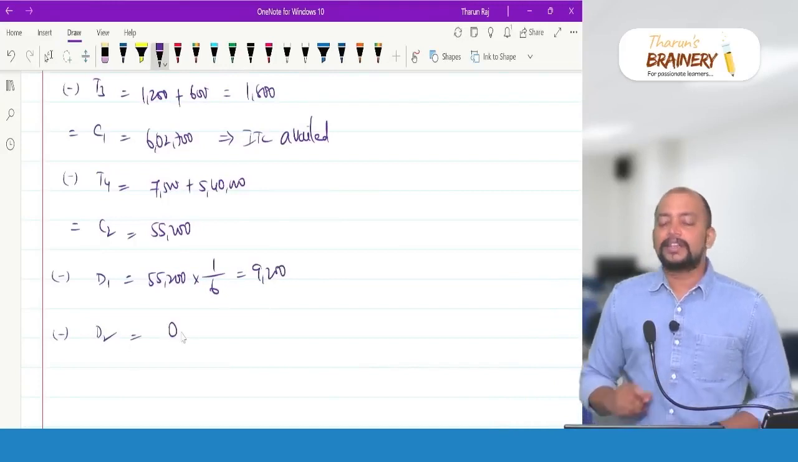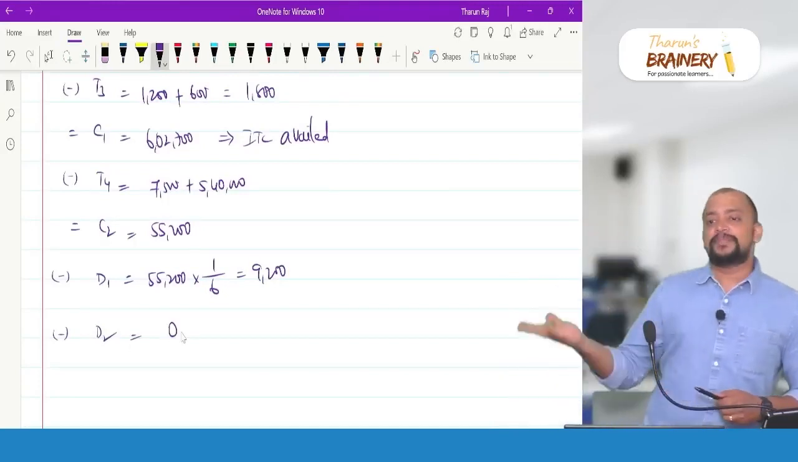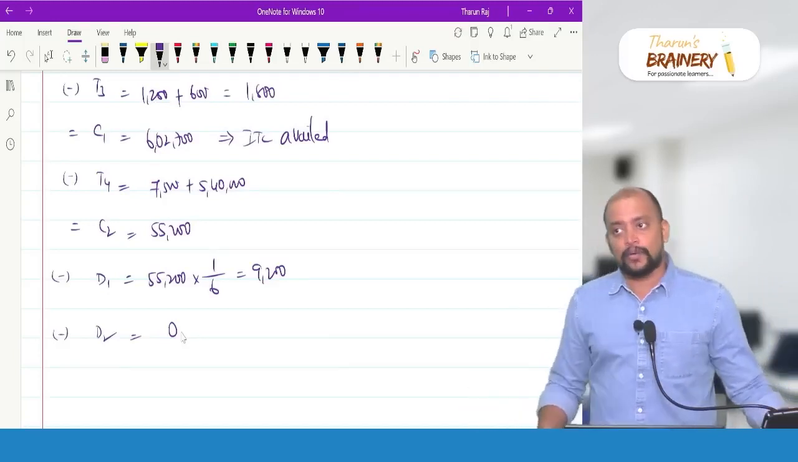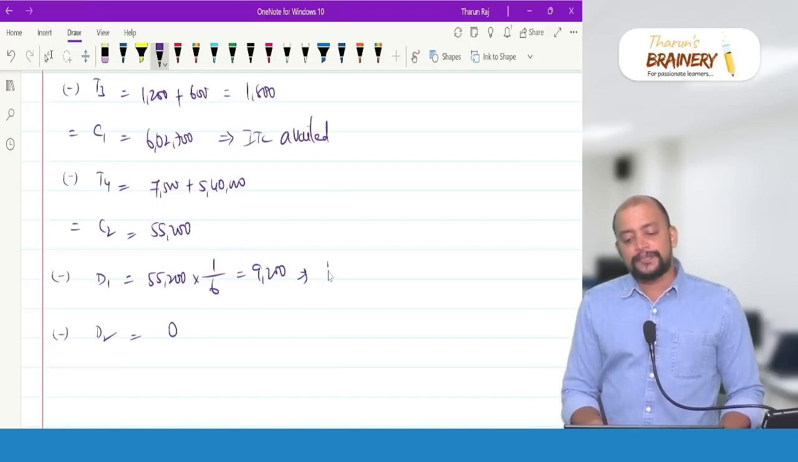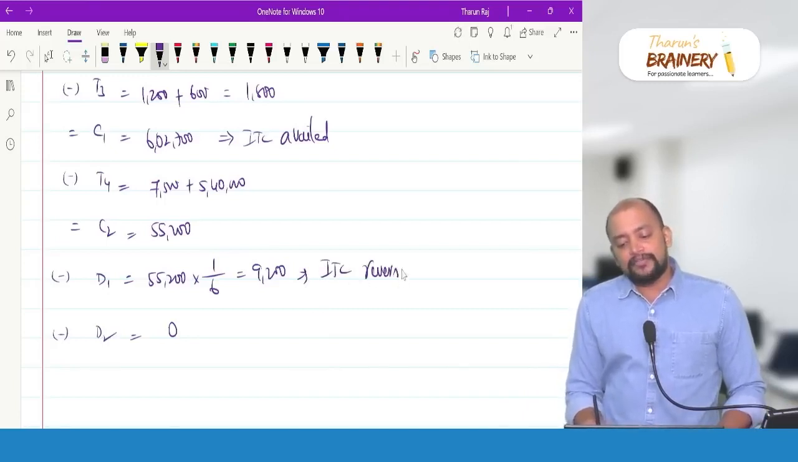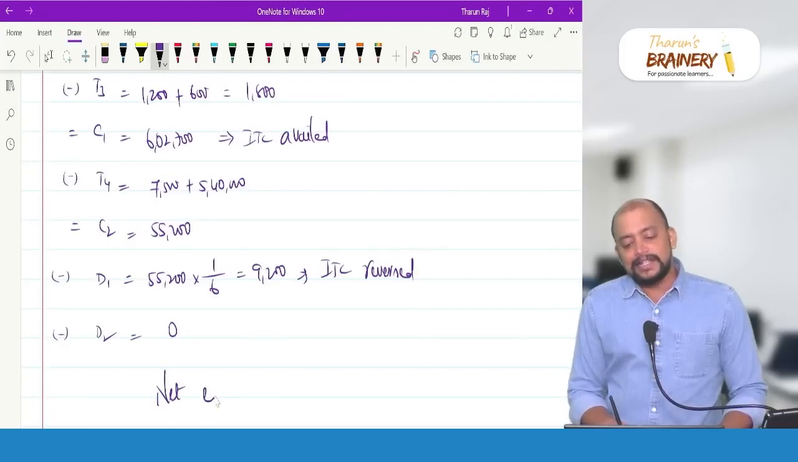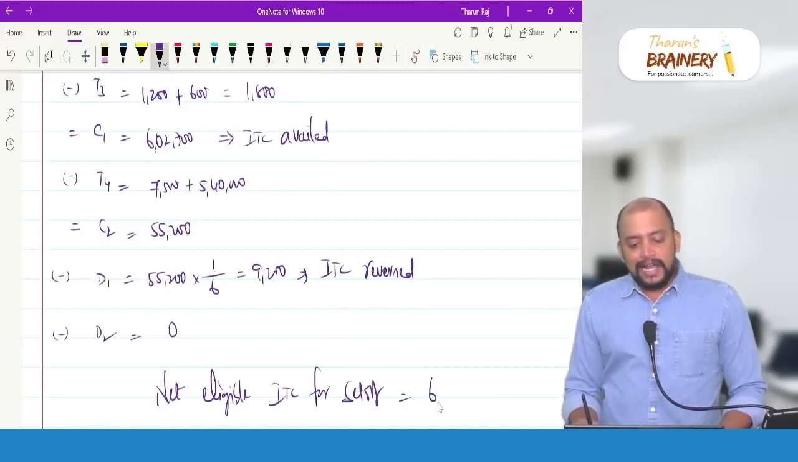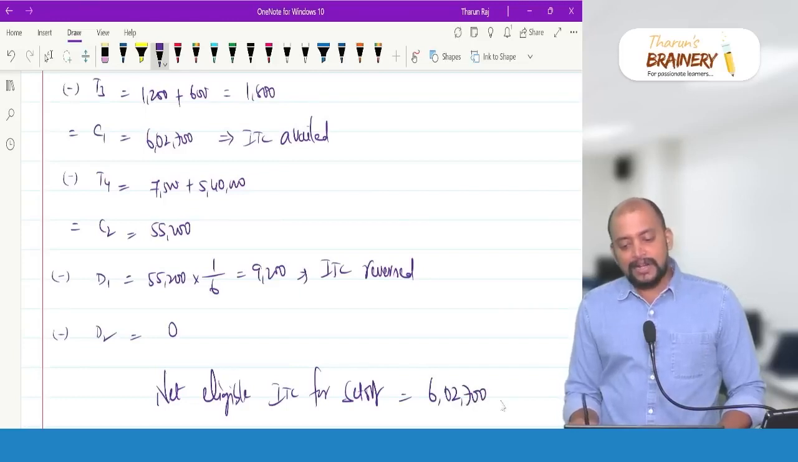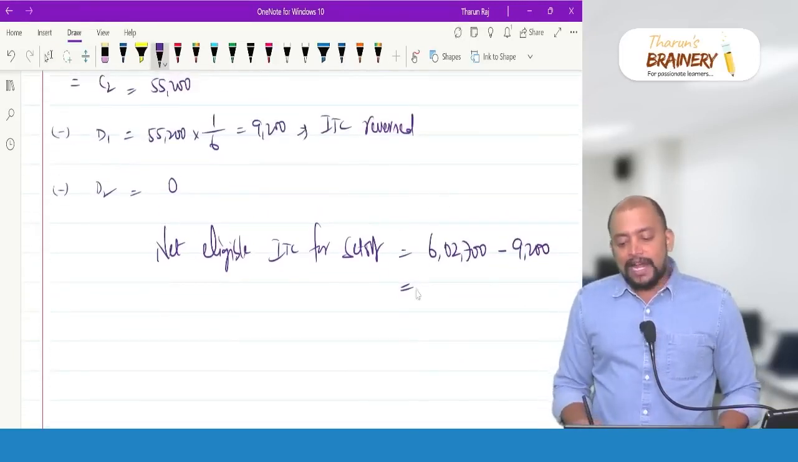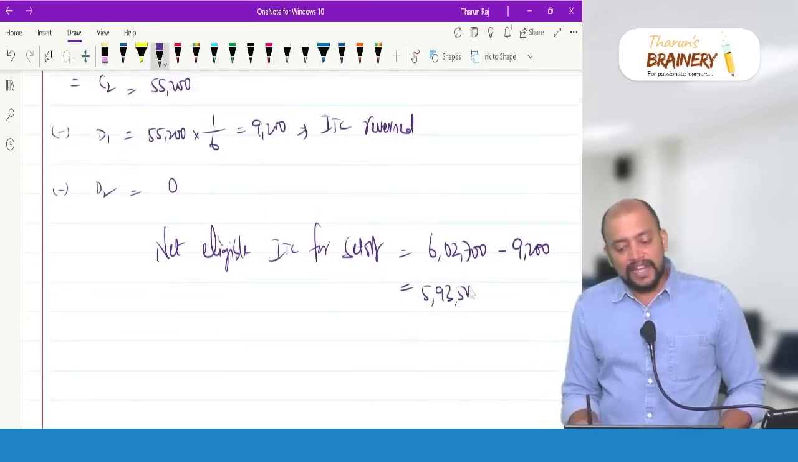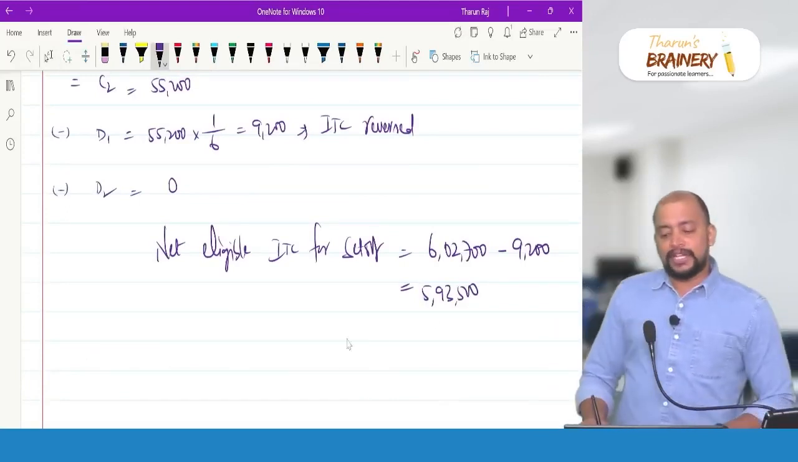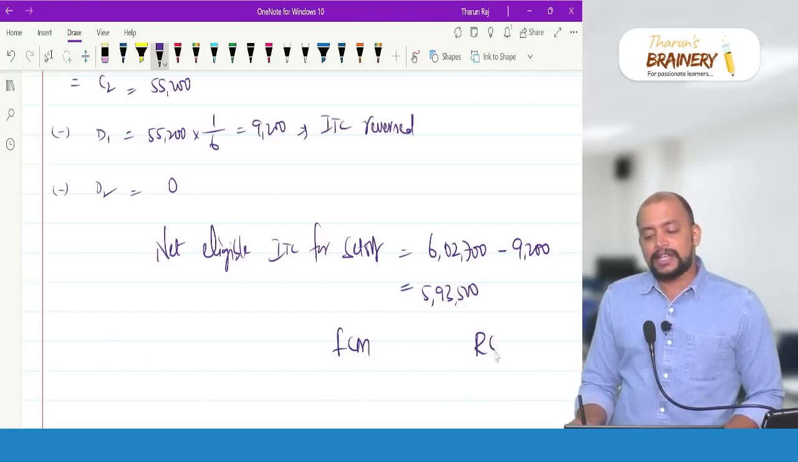So that will be 9,200. And D2 we don't have anything, because we don't have any inward supply used for non-business purpose. So 5% reversal is not required. Now, this is the ITC reversed. So therefore, what is the net eligible ITC for set-off? Net eligible ITC for set-off is 6,02,700 minus 9,200, not 46,000. So therefore 5,93,500. Now we have to compute the liability, FCM, RCM.